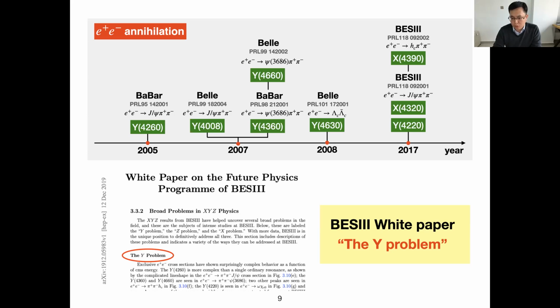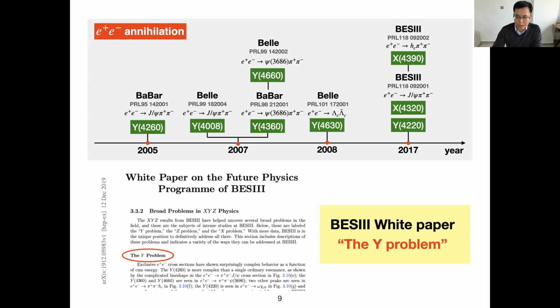I also want to indicate that the Y problem was proposed by the BESIII collaboration. In this collaboration, they wrote a white paper on the future physics program. They indicate that there exists the Y problem. The Y problem is how to understand these Y states, and how to understand this phenomenon.